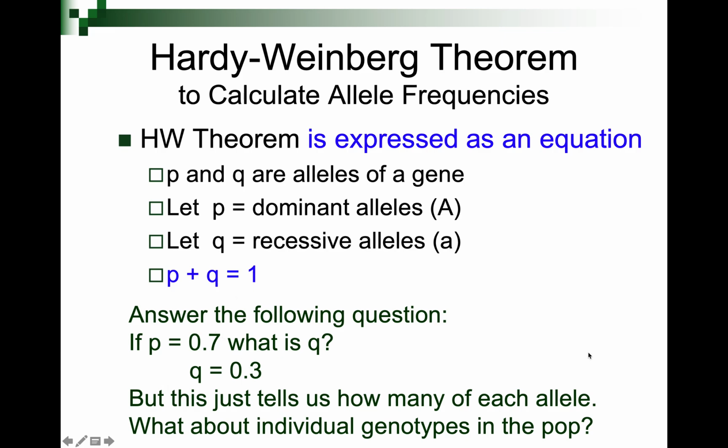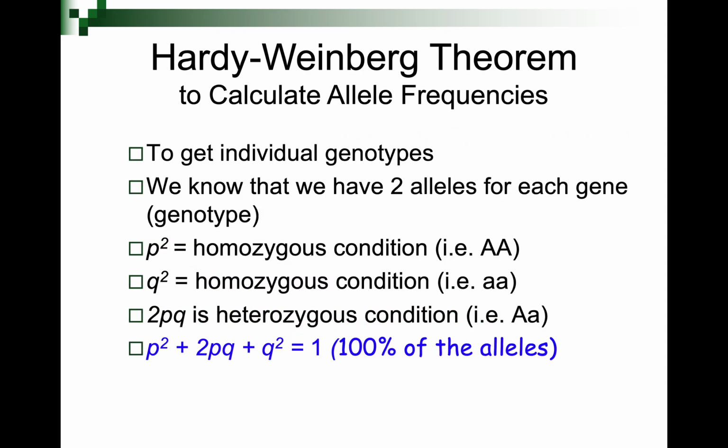But this just tells us how many of each allele. What if we actually want to know about the genotypes of each individual in a population? Well, then we have to do just a little bit more complex math. Not too much harder, but a little bit. So what we're going to do here is get the individual genotypes. We know that we have 2 alleles for each gene, right? That's what makes up a genotype.